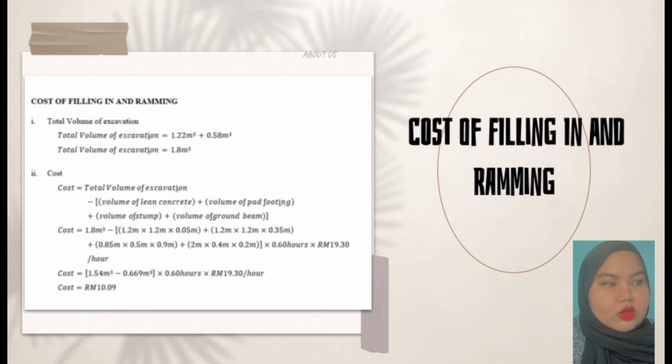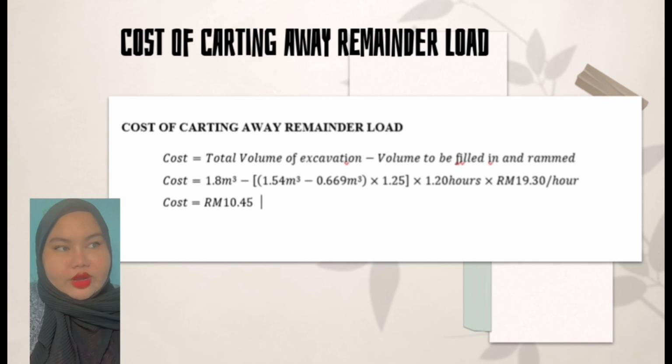Next, cost of filling in and ramming, total volume of excavation 1.8 meter cube, cost RM10.90. Okay, next, cost of cutting away remainder load. The cost equals total volume of excavation minus volume to be filled in and rammed. So the total cost is RM10.45.